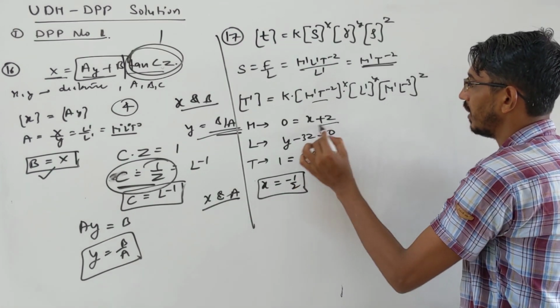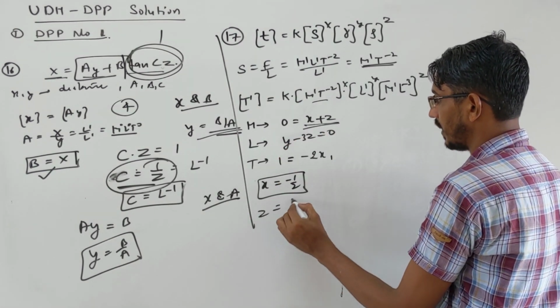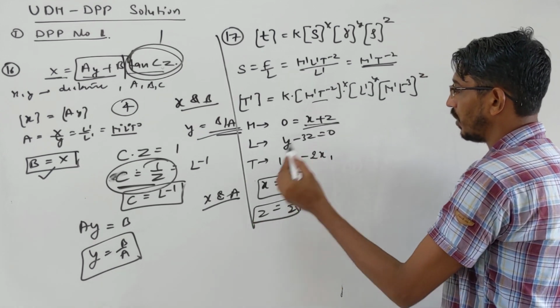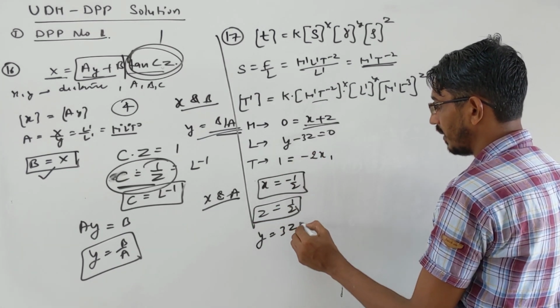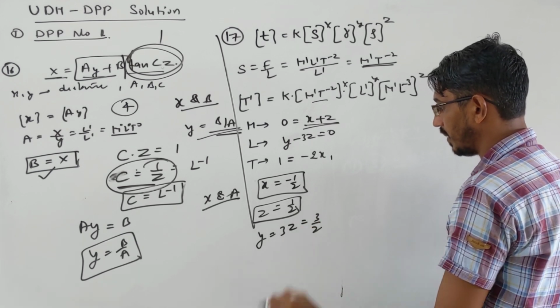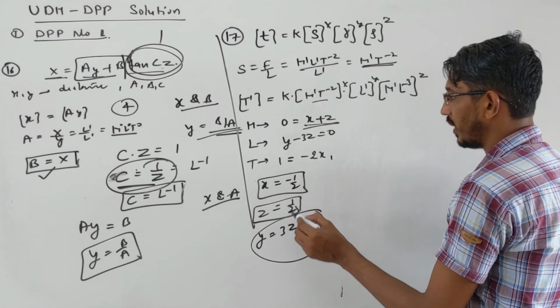If you know x, then you can find what? Z. Z becomes plus 1 by 2. If you know both, then you can find y also. Y is equal to 3 times z, which means 3 by 2. So all the powers we have found.